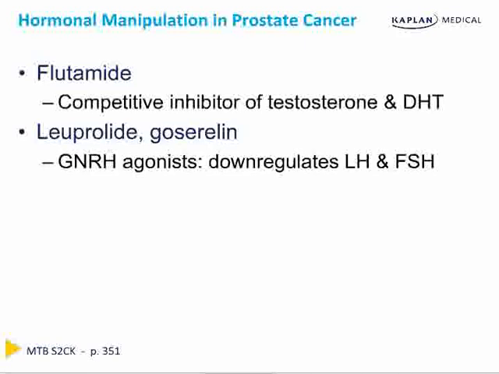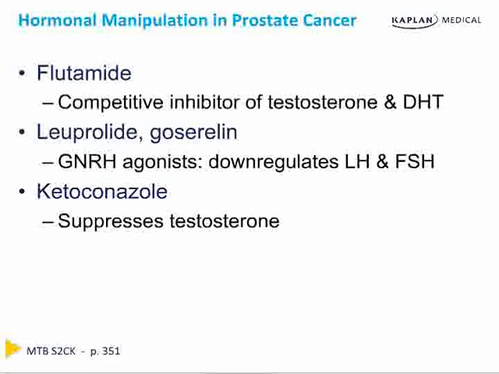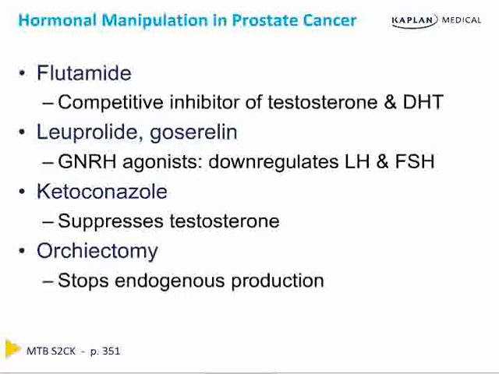Leuprolide and goserelin are GnRH agonists. They first act to actually stimulate a burst of LH and FSH release from the anterior pituitary, but then eventually they downregulate LH and FSH, which leads to an overall decrease in production of endogenous testosterone. Ketoconazole is actually an antifungal medication, but it also acts to suppress testosterone production. And finally, orchiectomy stops endogenous production of testosterone by the testes altogether with surgical removal.